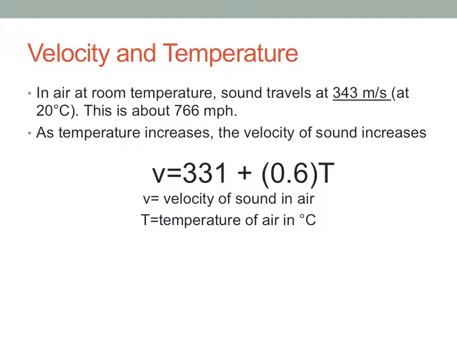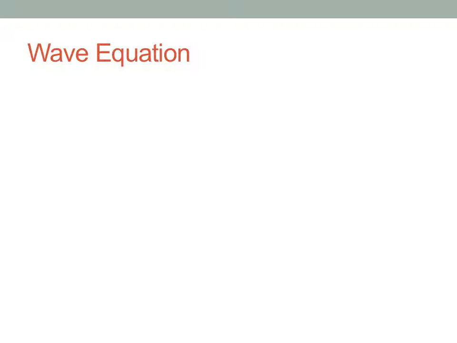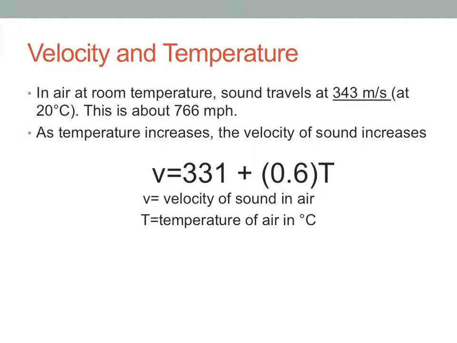Again, V is still the velocity of sound in air measured in meters per second, and the T represents the temperature of air in degrees Celsius. So V is equal to 331 plus 0.6 times the temperature. What that means is that at air temperature, 20 degrees Celsius, sound travels at 343 meters per second. That is an accepted value for the speed of sound, 343 meters per second.